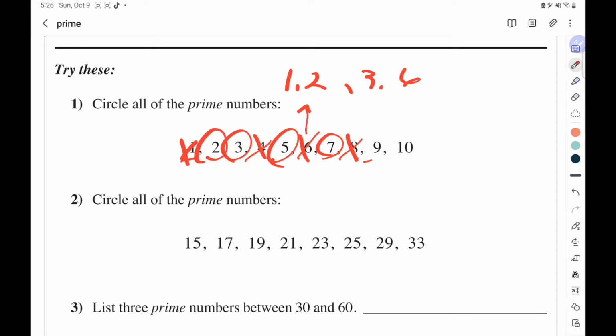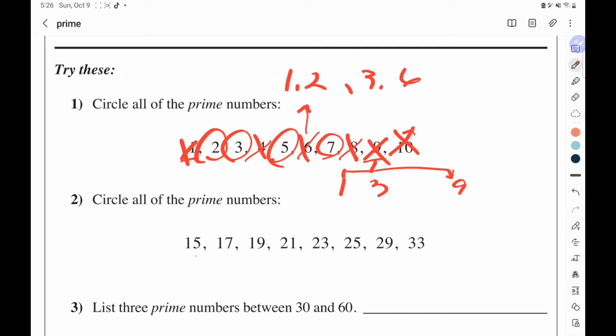7 is a prime number because it doesn't have any other factor except for 1 and 7. 8 is not. 9 is not a prime number as well, because the factors of 9 are 1 and 9, and also 3 times 3. So that makes 9 not a prime number. 10 is not a prime number, all right? Because it has more than one pair of factors, which are 1 and 10, and 2 times 5. So we only have 4 prime numbers here, which are 2, 3, 5, and 7.